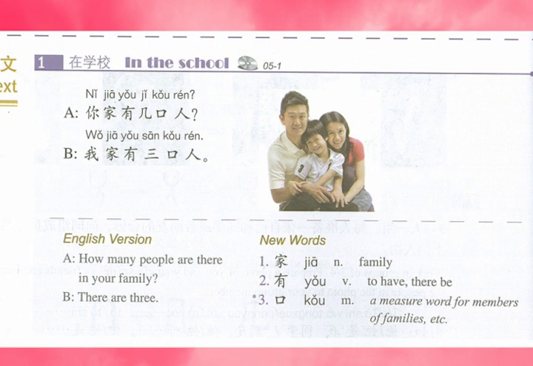生词一, 家. 二, 有. 三, 口. And by the way, 口 literally could be mouth. For example, there is a very useful adjective which is thirsty, and you say 口渴. Actually, 渴 already means thirsty, but if you say 口渴 that sounds more natural. And to form a whole sentence, if you want to say I am thirsty, you say 我口渴.